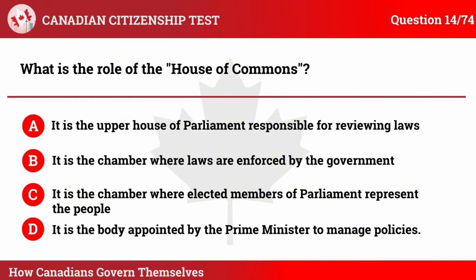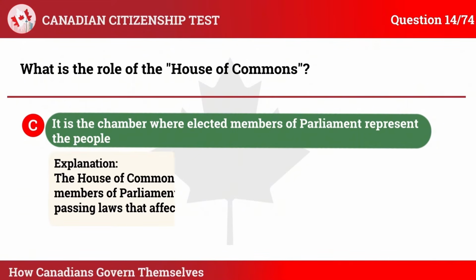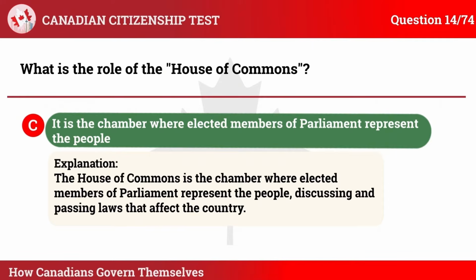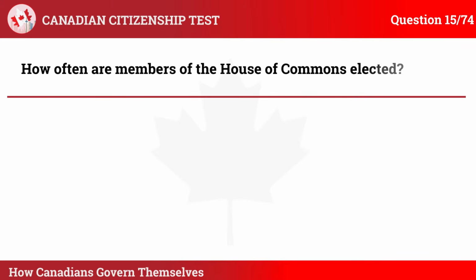The correct answer is C. It is the chamber where elected members of Parliament represent the people. Explanation: The House of Commons is the chamber where elected members of Parliament represent the people, discussing and passing laws that affect the country. Question 15. How often are members of the House of Commons elected?